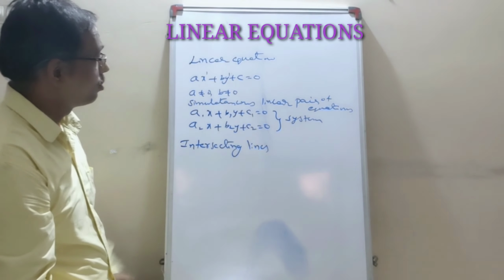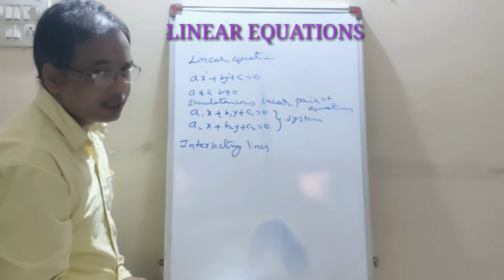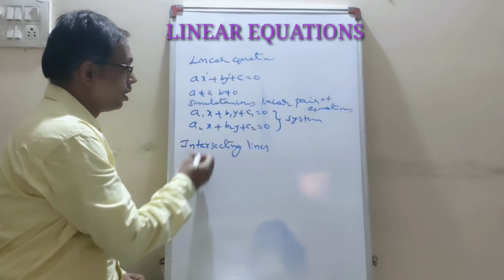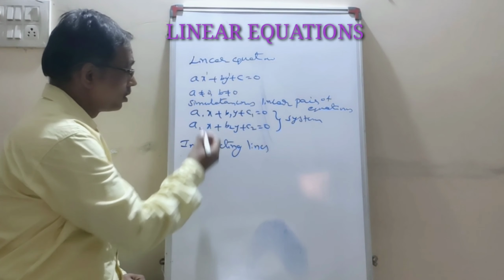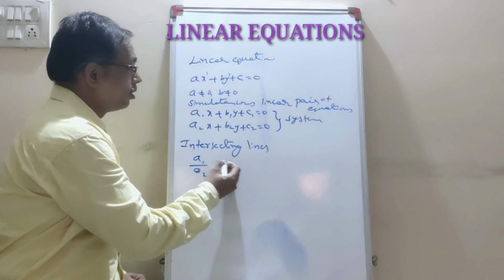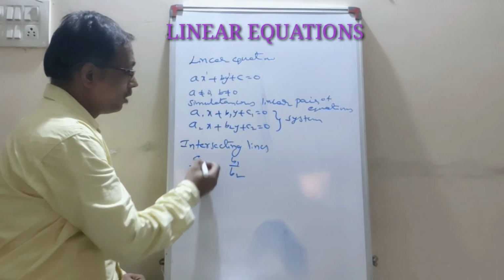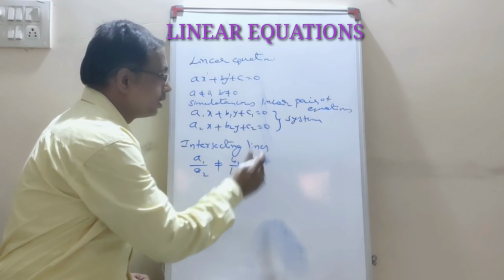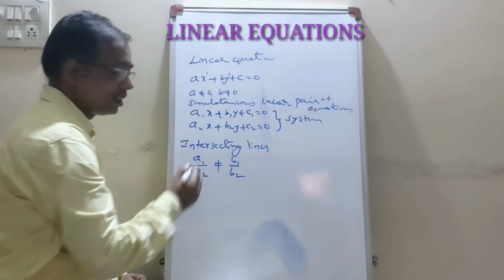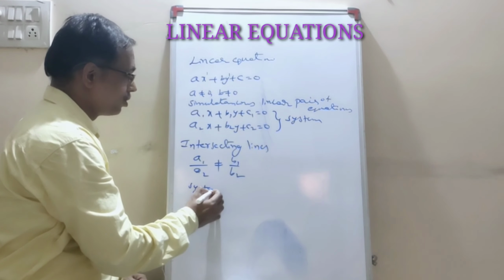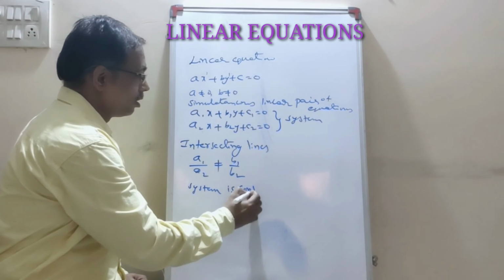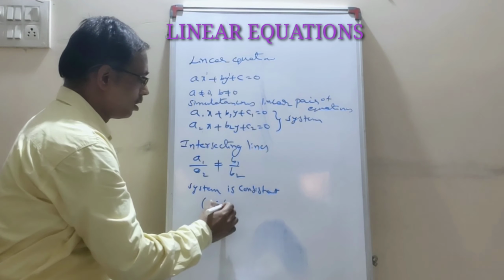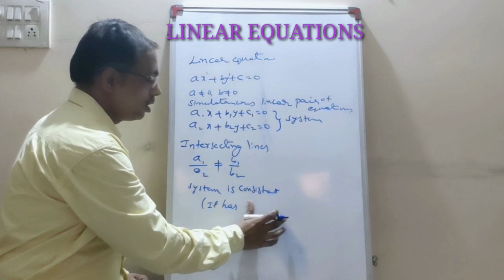By seeing these two lines, we can say those two are intersecting by taking the relations of the x coefficients and y coefficients, that is a1 by a2 and b1 by b2. If a1 by a2 is not equal to b1 by b2, then the two lines represent intersecting lines, and the system is consistent. That means it has a unique solution or one solution.